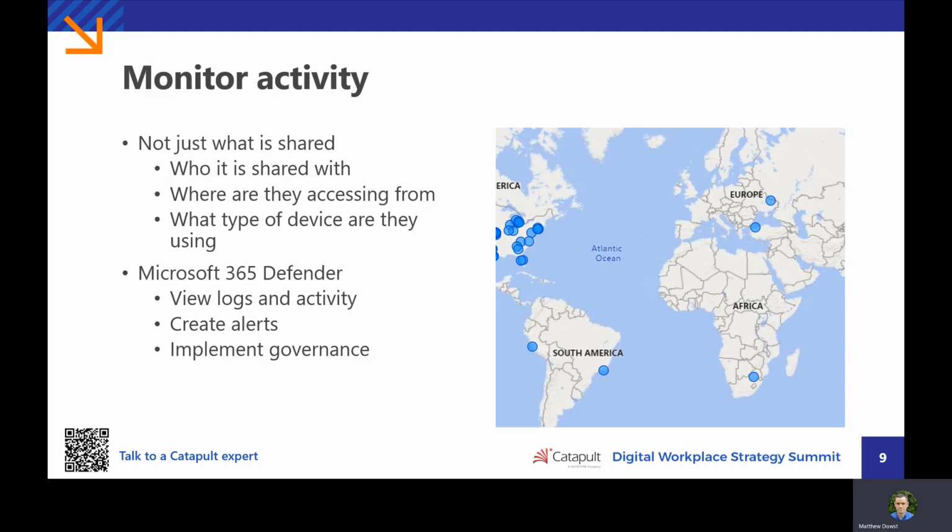One of the best ways to do this is using the Microsoft 365 Defender suite of products. With these, you can monitor audit logs to alert as soon as a file has been shared. You can view where the files have been accessed, who accessed them, when they were accessed, and you can also create governance policies to use automation to automatically block sharing of certain file classifications.